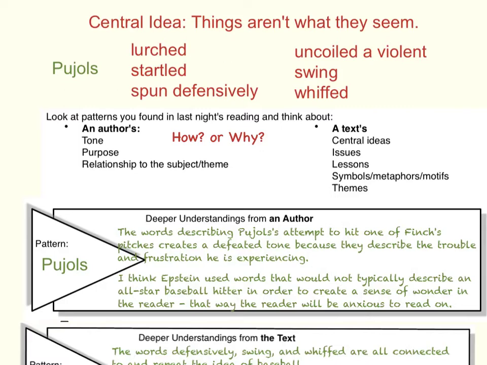Although some of the words did have a relationship to the subject, being sports or baseball, I chose not to create a deeper understanding because I didn't think there were enough words that were really significant to the central idea or the chapter as a whole. After you have asked the questions how or why for an author, you're going to ask how or why for a text.